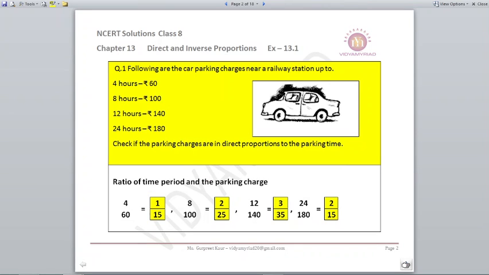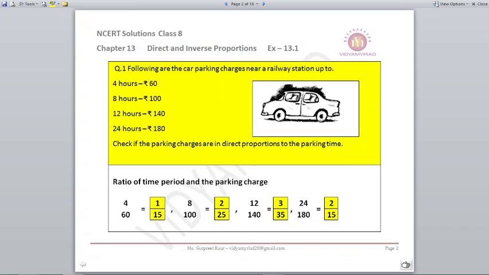Question number 1. Following are the car parking charges near a railway station: up to 4 hours rupees 60, for 8 hours rupees 100, for 12 hours rupees 140, for 24 hours rupees 180. Check if the parking charges are in direct proportion to the parking time. Now how are we going to do this? We will reduce them to the lowest term and see whether all the ratios come out the same or not. If they are the same, it means they are in direct proportion. If not, then they are not in direct proportion.